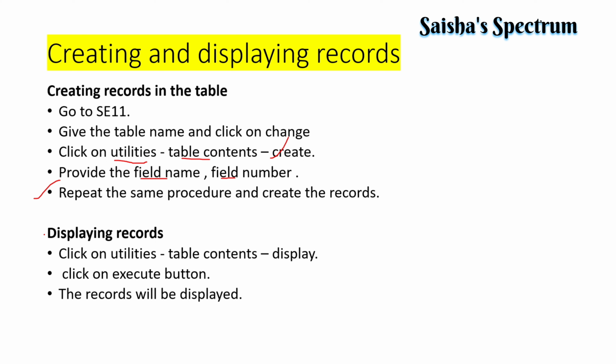For displaying the record, follow the same steps, only go to the utilities, click on table content and then click on display. For creating the record, we clicked on the create button. Here we need to click on the display button and then click on the execute button. Our record will get displayed.